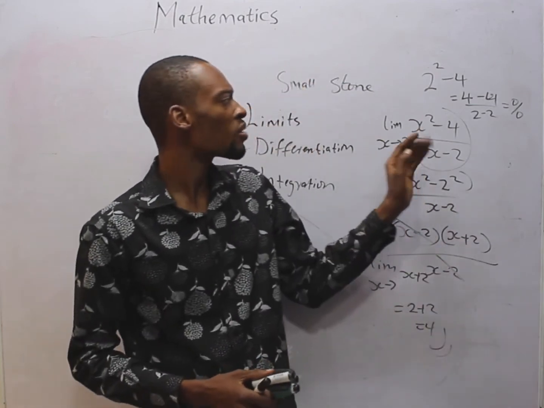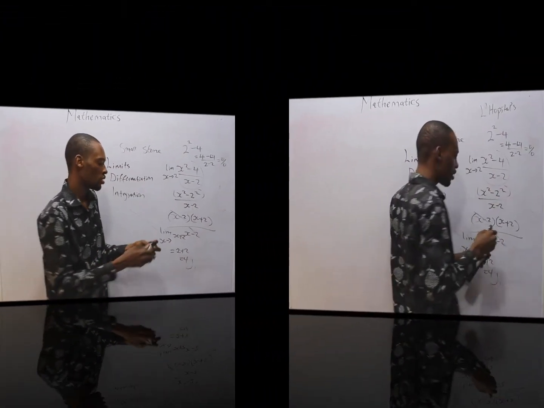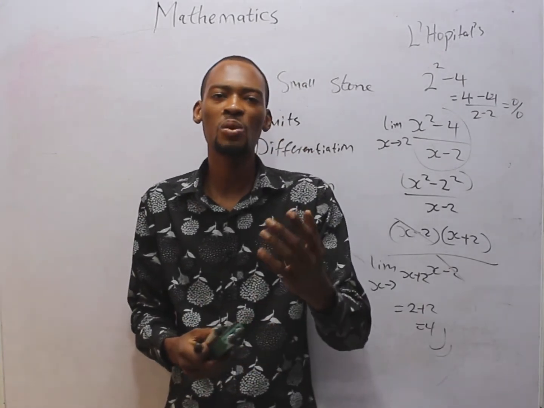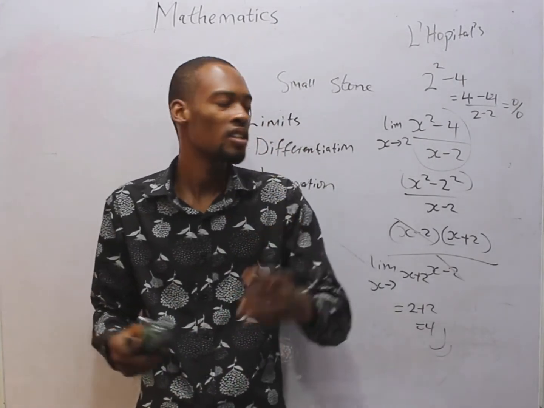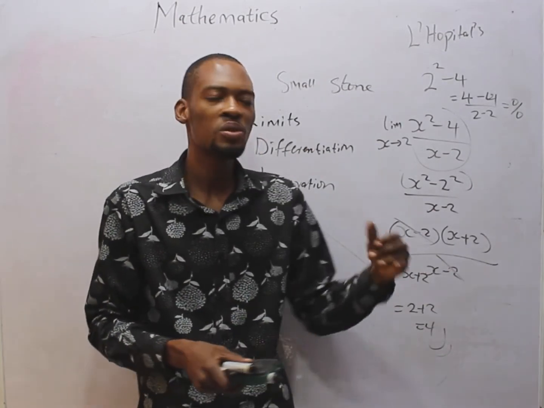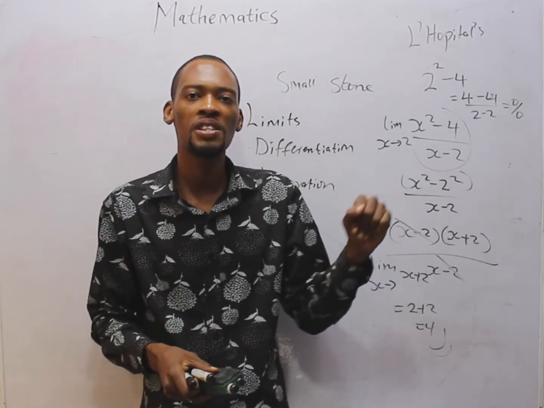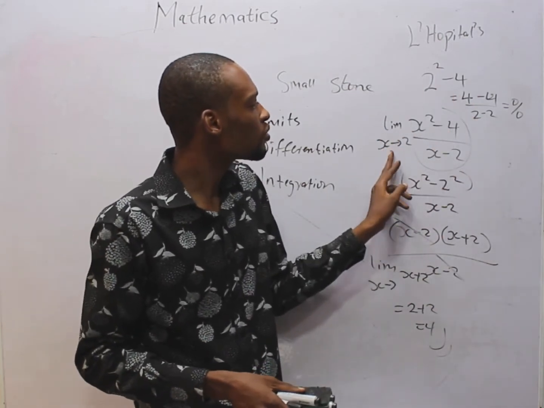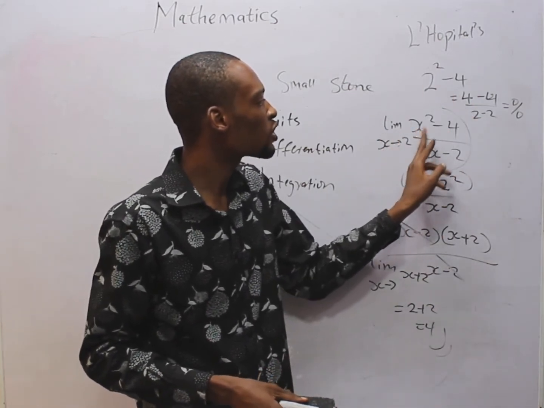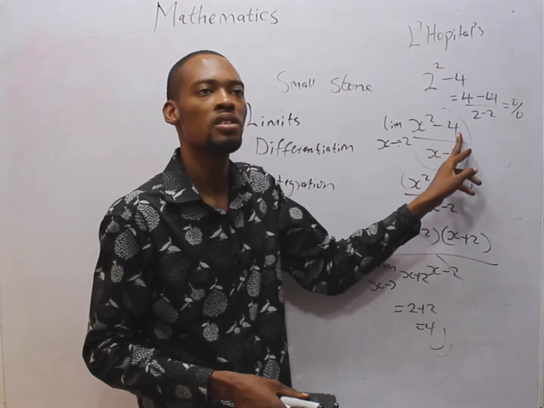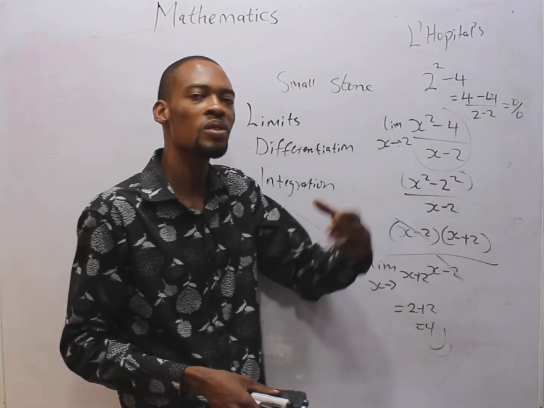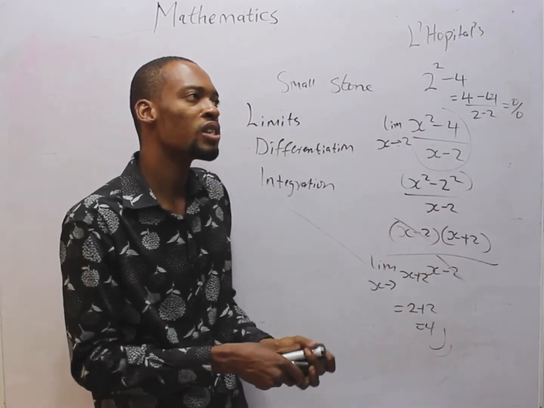And in this case, you can also apply L'Hopital's rule. L'Hopital's rule states that if direct substitution gives you 0 over 0 or undefined, what you simply do is you differentiate the top separately and differentiate the bottom separately. In this case, substituting 2 directly, we have 2 raised to the power 2, 4, 4 minus 4, 0. 2 minus 2, 0. So that is 0 over 0, undefined. We simply use the L'Hopital's rule.